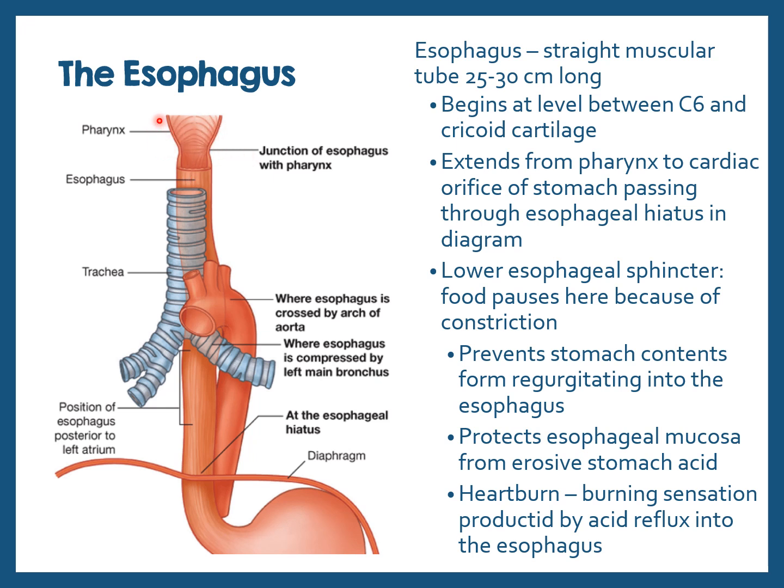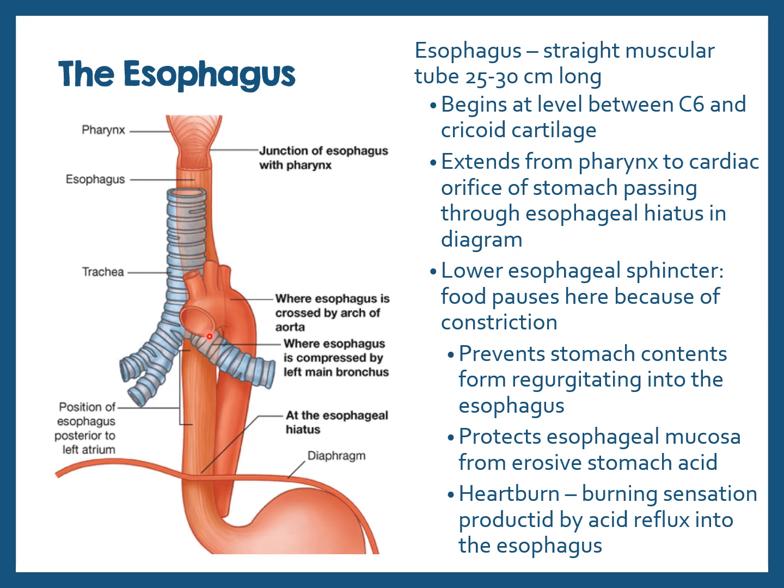It's going to continue that tube, and it's going to be posterior to the trachea. Remember, the trachea is the windpipe that we looked at in the respiratory system. And so the esophagus is going to begin just at about the level of C6 in the vertebrae and right about where the cricoid cartilage of the trachea begins. And then it will extend down from that pharynx and travel towards the stomach.